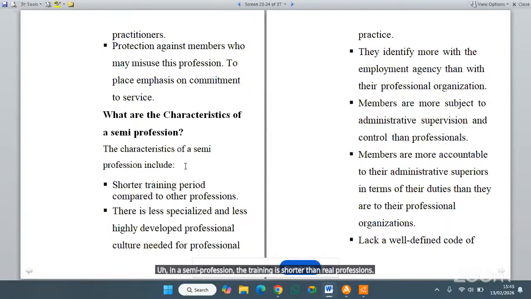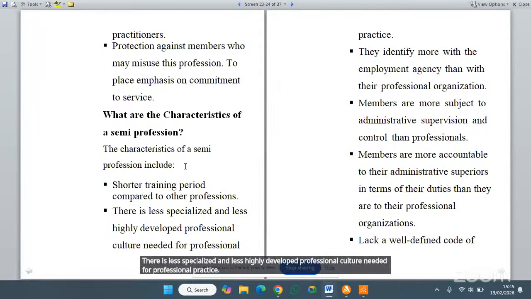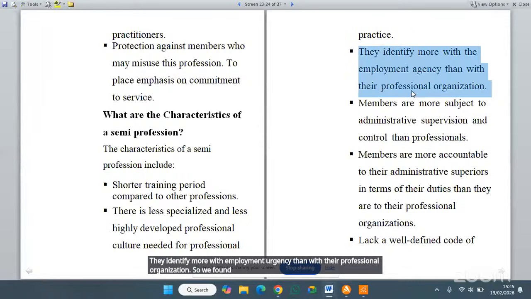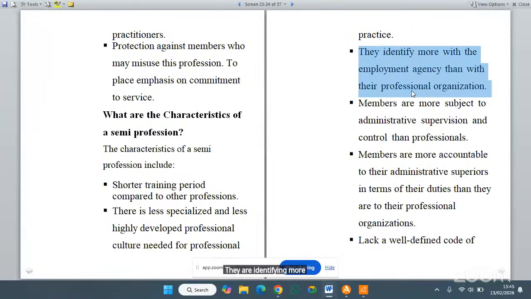There is less specialized and less highly developed professional culture needed for professional practice. They identify more with the employment agency than with their professional organization. So you find that semi-professions identify more with their employer, but not with their professional organization.